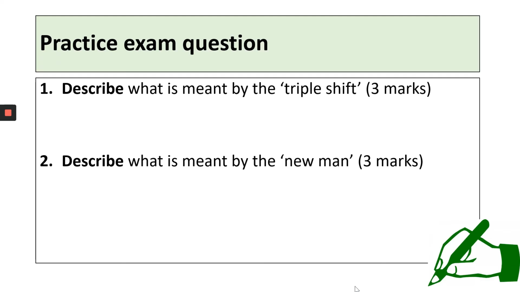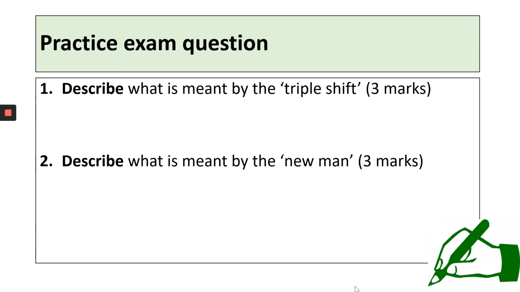Okay, if you could then apply what you've just learned to these two questions, they're very typical of what you would get in an exam. So describe what is meant by the triple shift. So firstly, you will want to say what the triple shift is and who came up with the concept. So make sure you use the sociologists Dunscombe and Marsden in your answer, because that will help you get 3 marks.